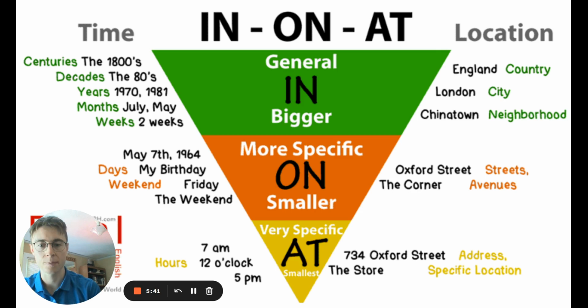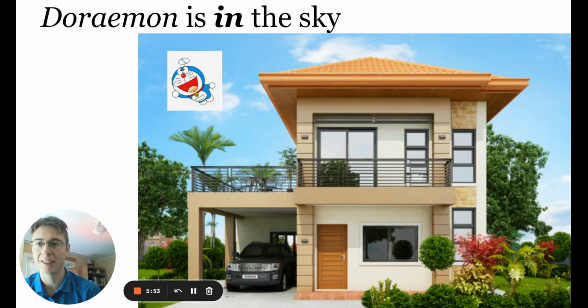So here it is again, let's practice again with telling where Derriman is. So Derriman is in the sky. The sky is a big place, so we use the word in. Anything that's flying, we can say it's in the sky or in the air.